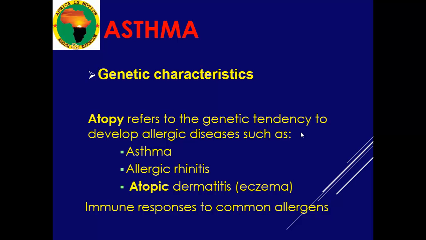So what we call atopy, which is common in children, refers to the genetic tendency to develop allergic diseases, allergic reactions. These allergic diseases will be like asthma, or what we call allergic rhinitis. Rhinitis is an inflammation of the mucosa in the nostrils, where you will have a running nose due to allergies. Or it can cause what we call atopic dermatitis or eczema. It's an immune response to common allergens.